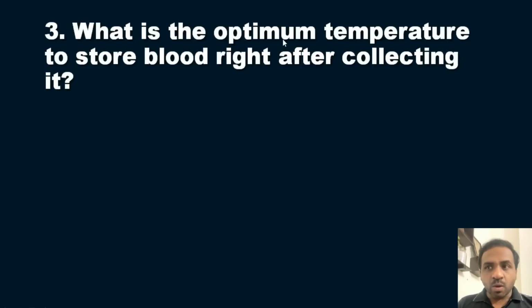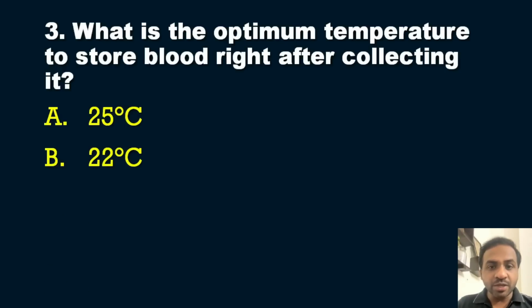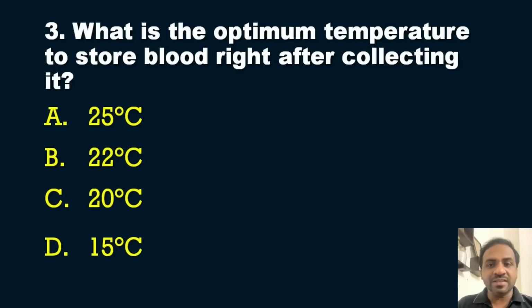What is the optimum temperature to store blood right after collecting it? The options are option A, 25 degrees Celsius; option B, 22 degrees Celsius; option C, 20 degrees Celsius; and option D, 15 degrees Celsius. At what temperature will you store the blood immediately after collecting? That is the question.